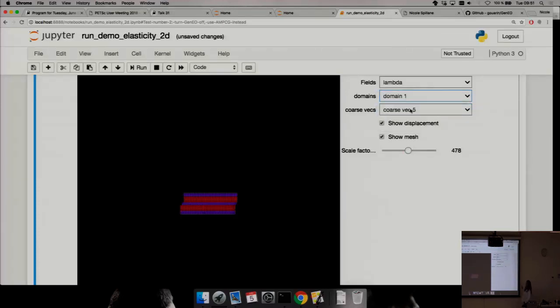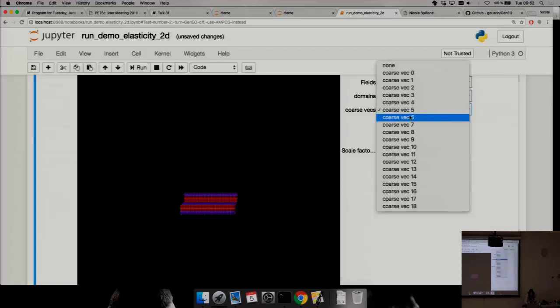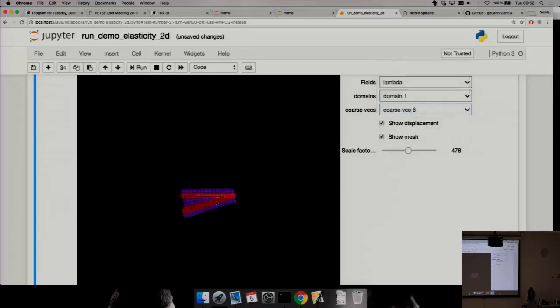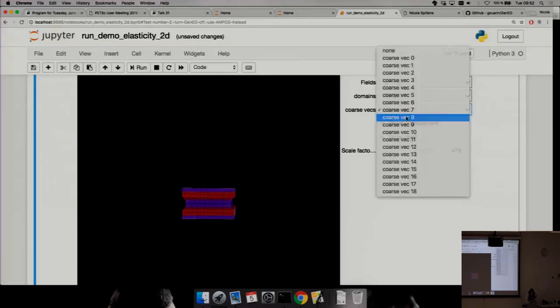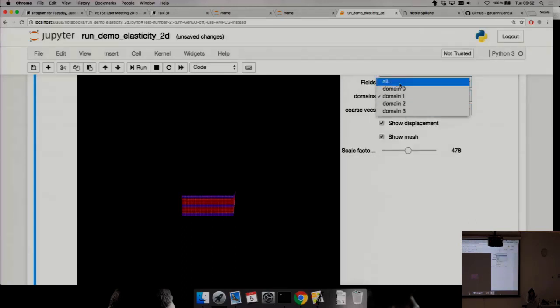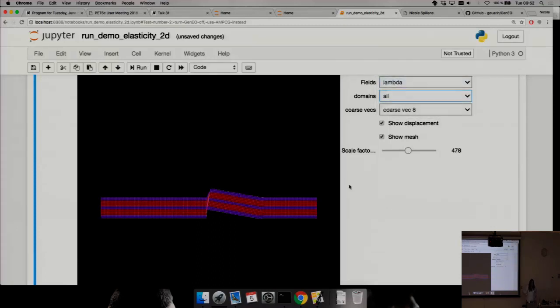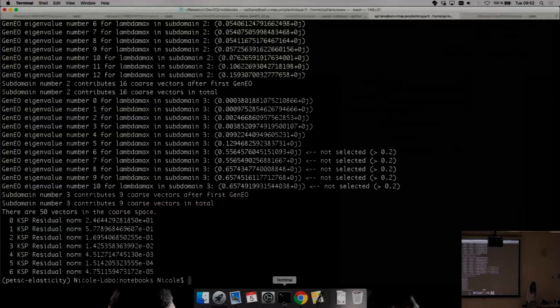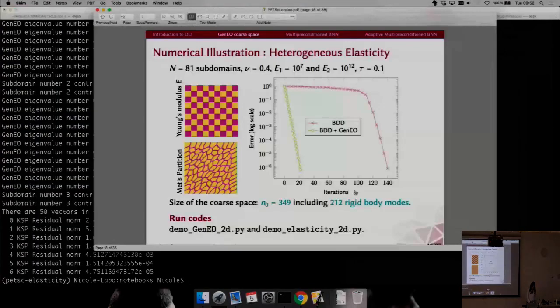And you see that it is basically the rigid body mode of this layer of hard material. This is confirmed if you look at number 6. Again, rigid body mode of the layer of hard material, and the last one, coarse vector number 8, is for subdomain number 3. So you can plot these eigenvectors and see what comes out of the GenEO coarse space.